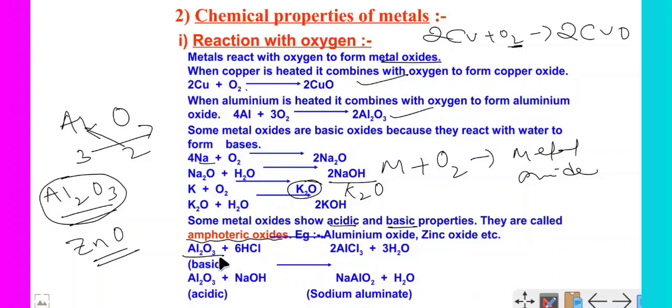See here, aluminum oxide reacts with acid to give what? Aluminum chloride plus water molecule. And similarly, this is basic. And aluminum oxide, when it reacts with sodium hydroxide, it will give what? Sodium aluminate plus water. So this is a salt. Okay, moving on.